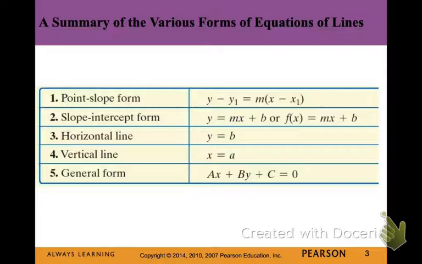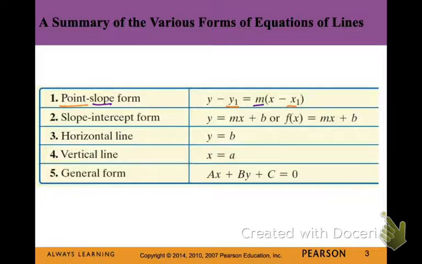The first is point-slope form, and it's descriptive because it's made up of a point (x1, y1) and the slope m. So you can see the formula, just the general x and y. It goes y minus y sub 1 equals m times x minus x sub 1.